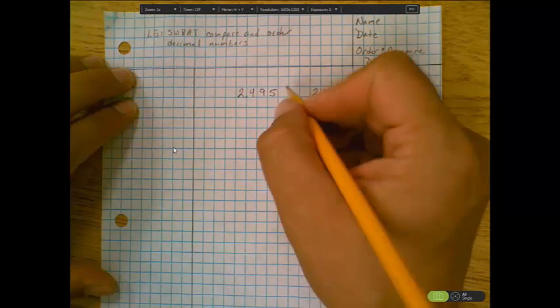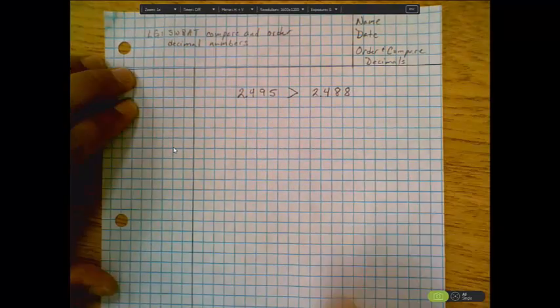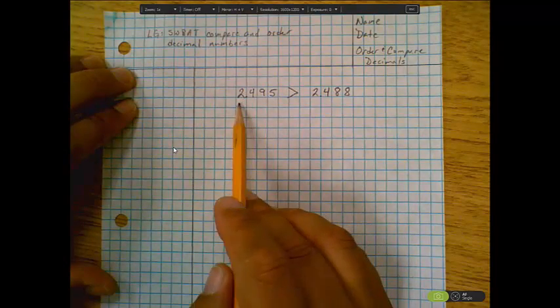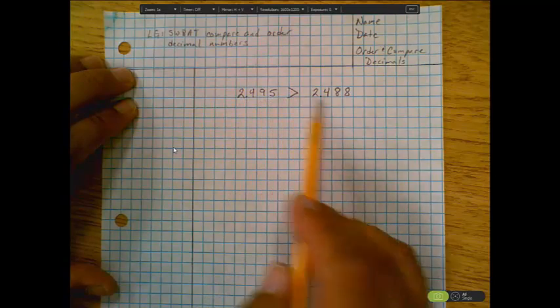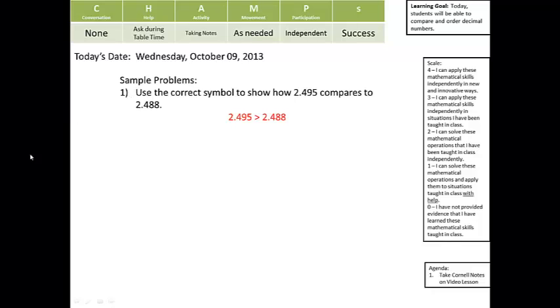All right, so we're going to draw that sideways V, and we're going to have it point toward the smaller number. So 2.495 is greater than 2.488. And so we would write the comparison 2.495 greater than 2.488 in our answer column.